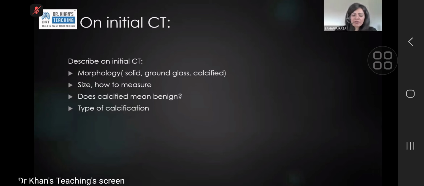Does calcified mean benign? We've covered that. Type of calcification, the coarser, the thicker the calcification means benign. But have you seen coarsely calcified colorectal metastasis? Yes. Have we seen osteoblastic metastasis, osteosarcoma metastasis? Yes.